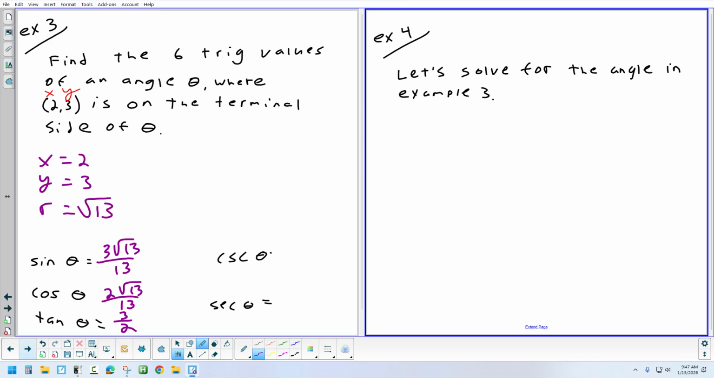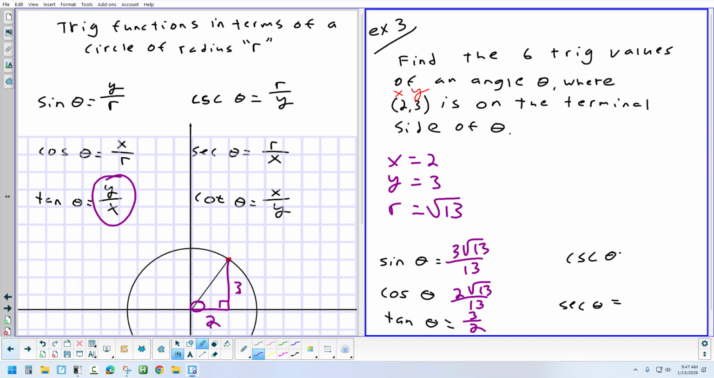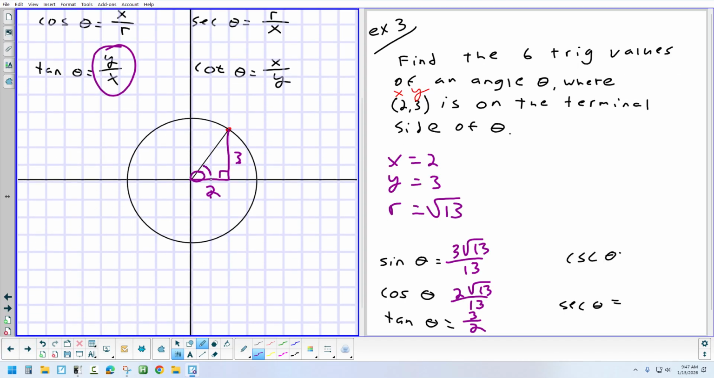Now, let's figure out how big this angle is right here. What do I have to use anytime I want to find the size of an angle? And we've done it a couple times today. What do you use when you're calculating the size of an angle? What kind of trig? Yeah? Inverse trig. Inverse trig. Have to use inverse trig.